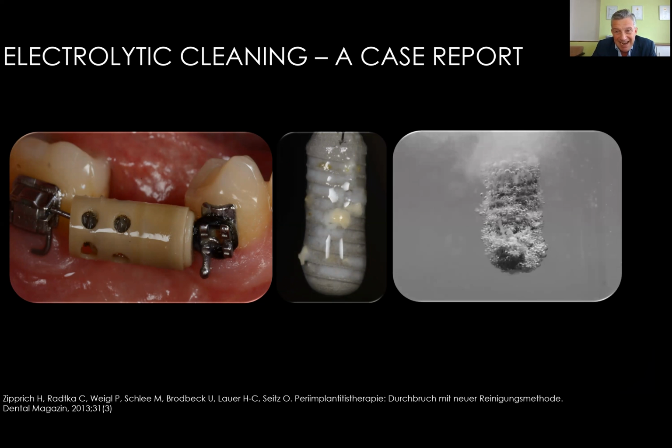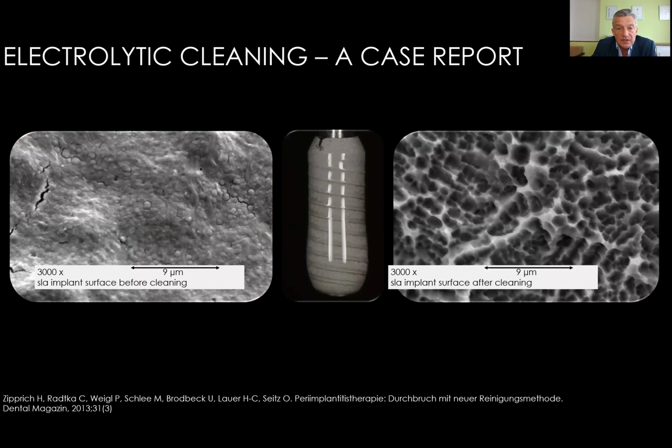Now we put it into a glass and used this electrolytic approach. You see the hydrogen bubbles pushing away bigger parts. Of course, we don't see the biofilm, but we see the bigger parts. And this is the implant cleaned, which you see in the center of the screen. On the left side, it was the original situation before cleaning. So we can see a mature biofilm. And on the right side, we see a sandblasted and etched surface directly after cleaning. So we don't see any remnant of any bacteria by SEM.